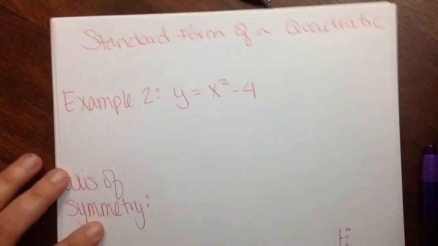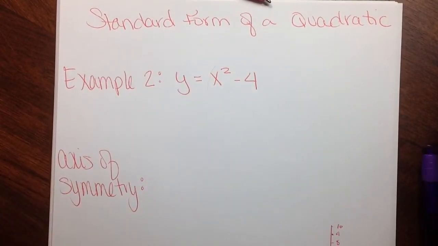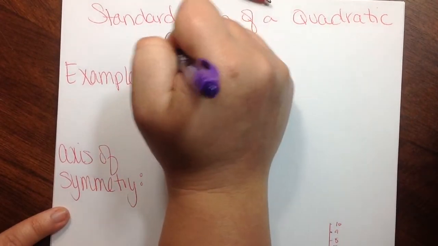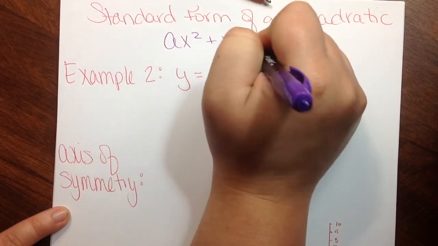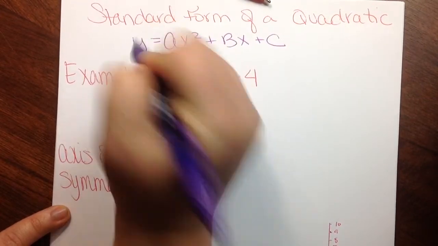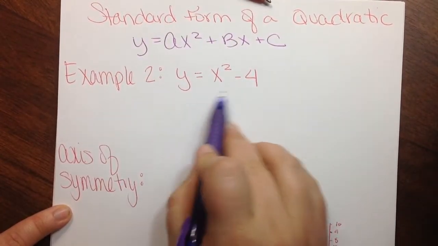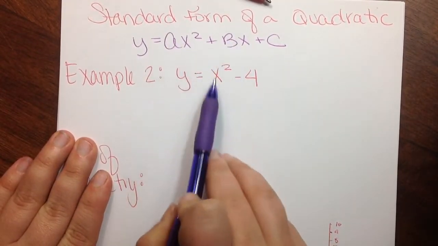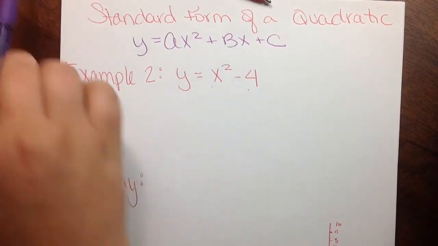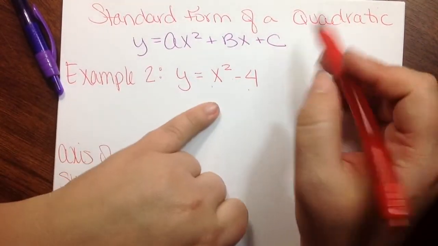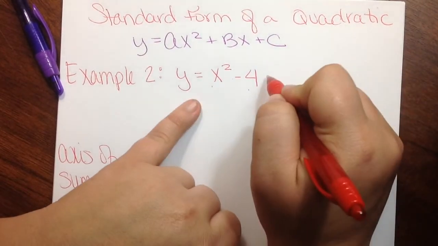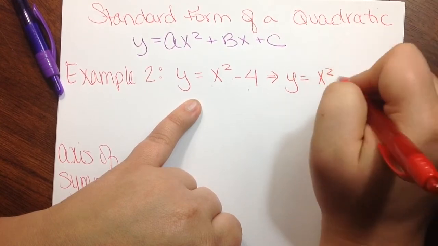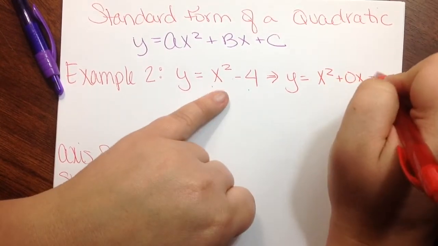All right. Same thing. First thing you do is write your standard form of a quadratic. Standard form of a quadratic is ax squared plus bx plus c is equal to y. Now, if I look at this equation, it does not match our standard form. It's missing a b. We have the a, we have the c, we're missing a b. So it's very simple. If you're missing something, then you have 0 of it. So we can rewrite this equation to say y equals x squared plus 0x minus 4.